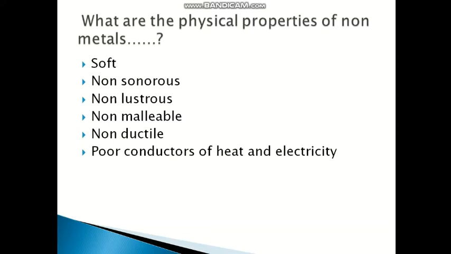And are they malleable? They are non-malleable. They are non-ductile. And items like rubber, wooden items, and plastic never conduct electricity. Then they never produce any such kind of changes.